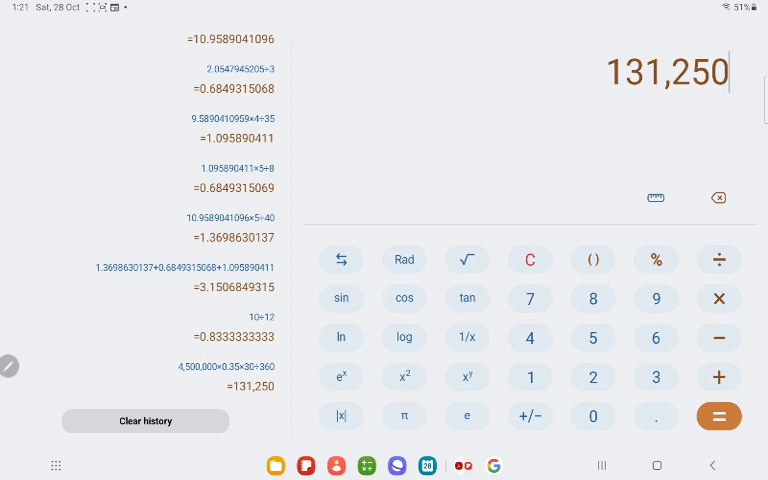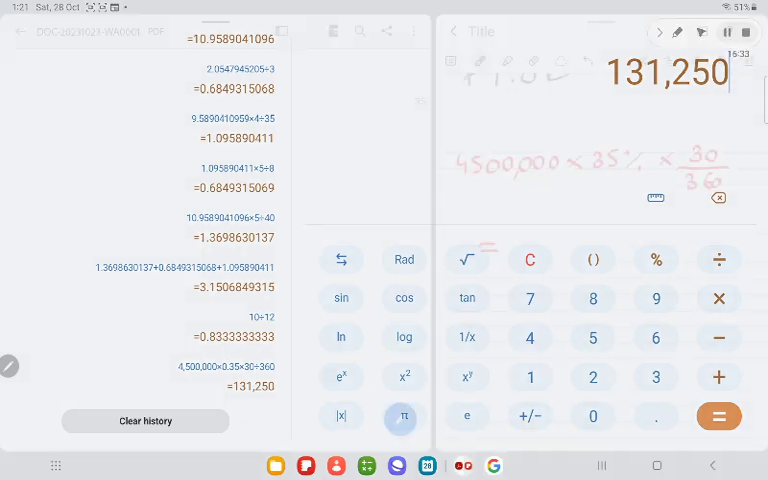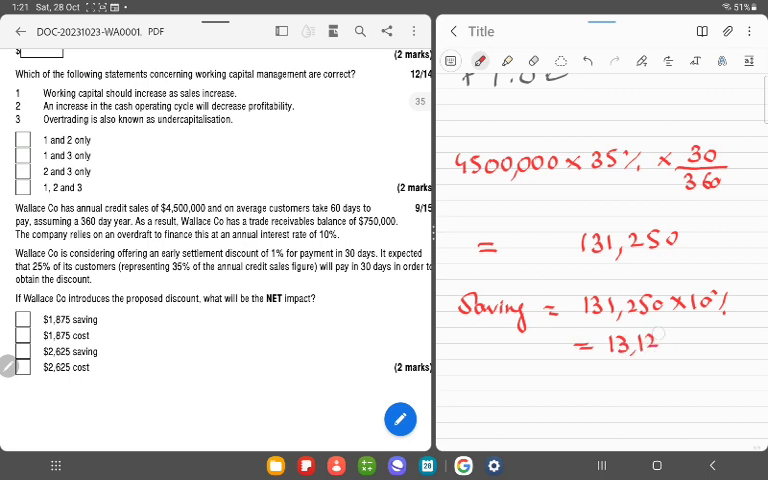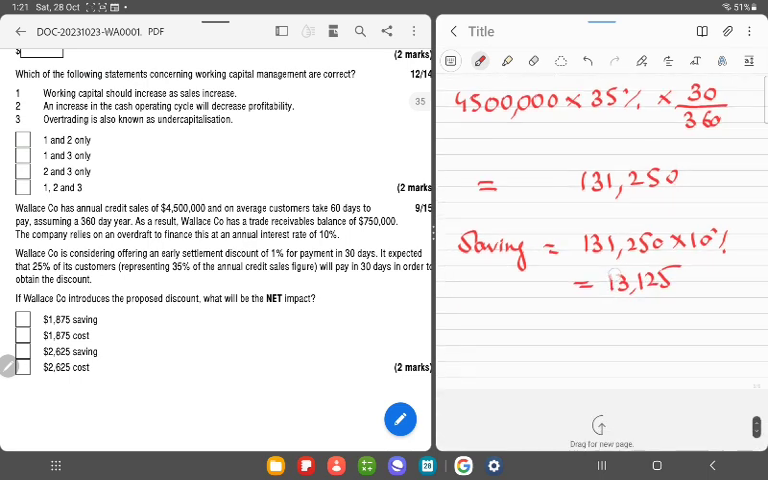So it is a reduction of 131,250. The reduction in receivables is 131,250. If the receivables are reduced by 131,250, our saving would be 10% of this, and this would be 13,125. This is the saving for us.